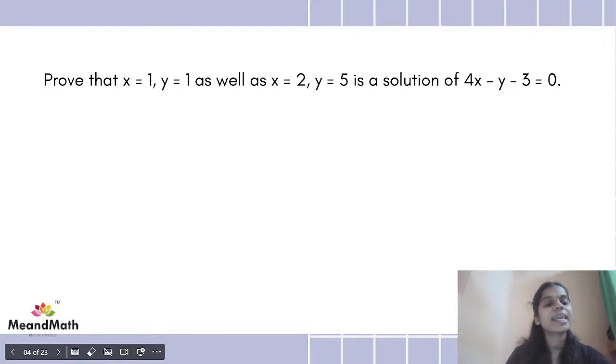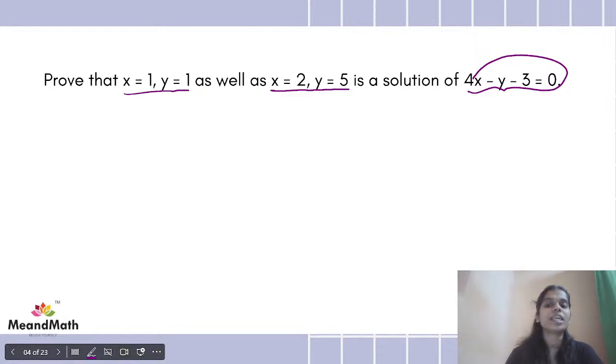The second question. Prove that x equals 1 and y equals 1, as well as x equals 2 and y equals 5, is the solution of 4x minus y minus 3 equals 0. I want to prove that both these ordered pairs are solutions for this equation. First, let me take my equation: 4x minus y minus 3 equals 0.